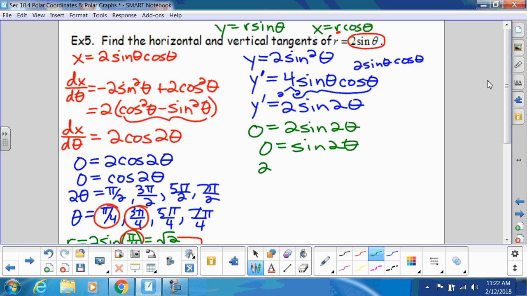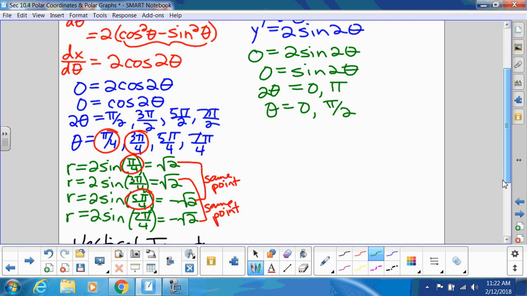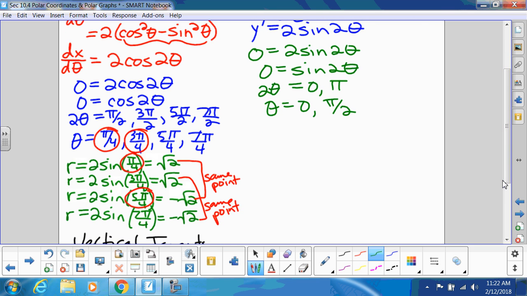All right, so 2 theta is going to be 0 to pi, and then so theta is going to be 0 and pi over 2. Again, I didn't go as far because I knew that the cycle was shorter. So notice, first of all, that what I get for theta here and what I get for theta here are different. That's what we want, right?